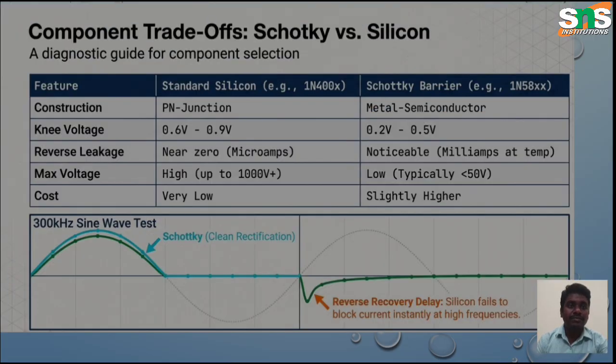Now the comparison between the Schottky and silicon diodes. Standard silicon PN junction versus metal semiconductor. Here the forward voltage is 0.6 to 0.9 volt for the PN junction, and 0.2 to 0.5 volt for the Schottky. Reverse leakage current is near 0 microamps for silicon, while here it is noticeably milliamps at high temperatures. Then maximum voltage is high, up to 1000 volts for silicon, while for Schottky it's very low, typically less than 50 volts. Cost is very low for silicon, and slightly higher for Schottky diodes or Schottky barrier diodes.